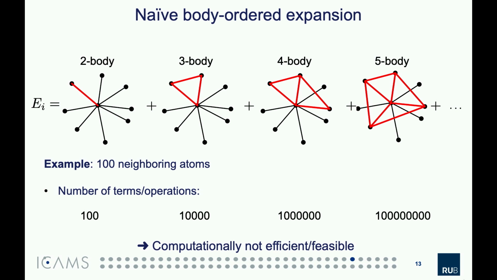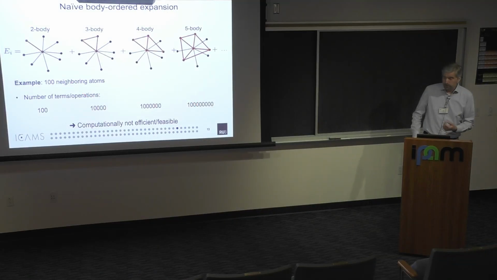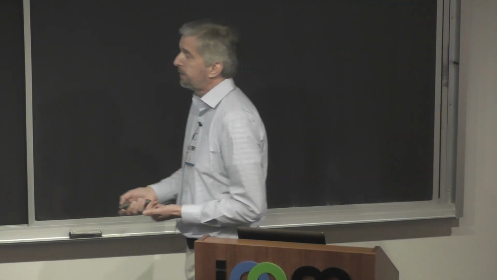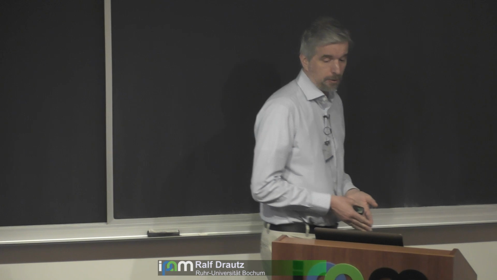But if you look at the combinations with 3-body terms, then you have 100 directions where each of these pairs can point to. So 100 times 100 is 10,000. For 4-body, then it's 100 to the power of 3, and for 5-body, 100 to the power of 4. And so this means if you need millions of operations just to compute the energy per atom, then that will not be computationally feasible. So that will not be a fast potential. So we have to come up with something else.